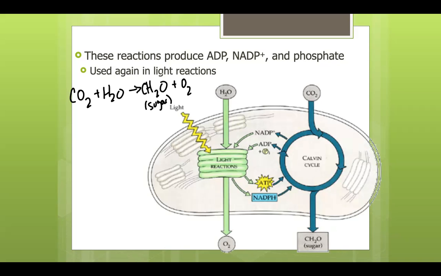Okay, so you can see that the water is required for the light reactions. You remember we needed to split water.